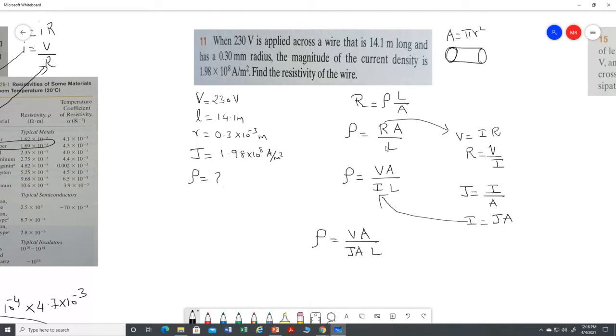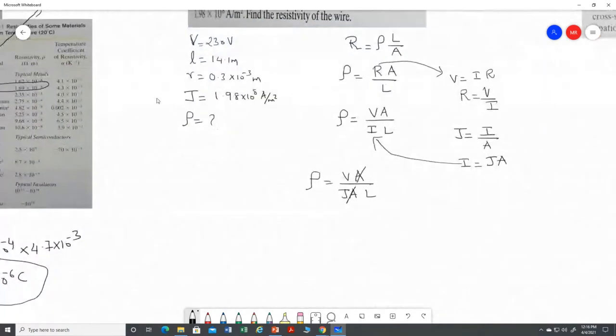Yes. Now area and area get cancelled. What is remaining? My voltage is there. Current density is already given in the question. Length of the wire is given. So you can directly substitute the value.